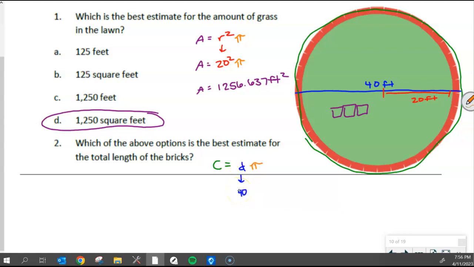40 times pi. Plugging that into the calculator, we get about 125.6637. And let's look at our options. I see 125 or something close to it, pretty close to this answer twice, A or B. But again, is it going to be feet or is it going to be square feet? Even though the bricks are this shape, we're talking about how many of them we need to go around the outside. That means I could stretch my tape measure all the way around to measure it. So that's going to be linear feet, 125 feet, so option A.